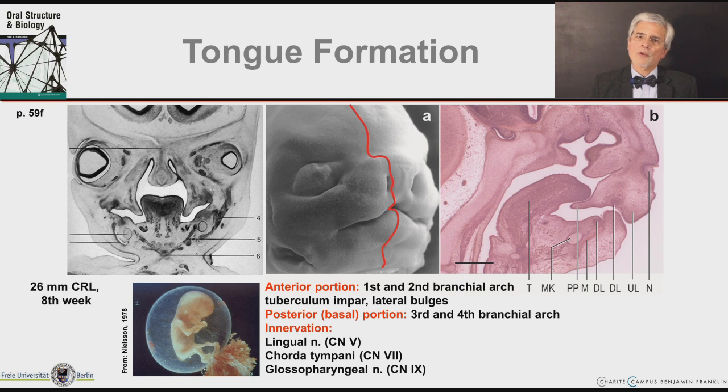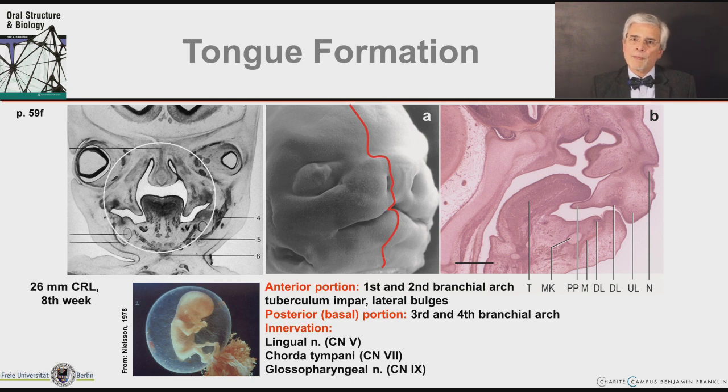Portions of the tongue arising from the first visceral arch, the area anterior to the terminal sulcus, are innervated by the lingual nerve, that's from the trigeminal nerve. And involvement of the second visceral arch is via the chorda tympani, that's from the facial nerve. And the tongue area arising from the third pharyngeal arch is reached by the glossopharyngeal nerve, that's number 9.